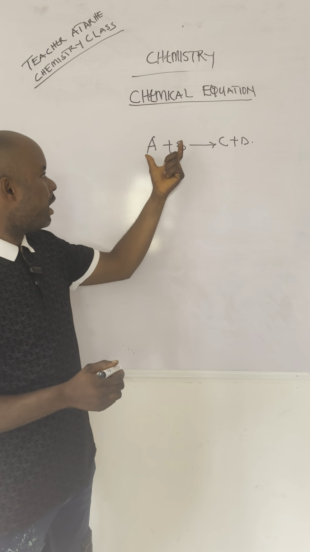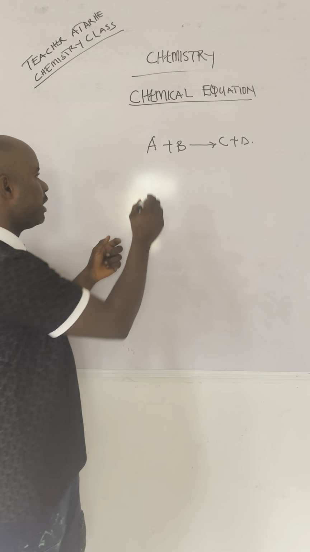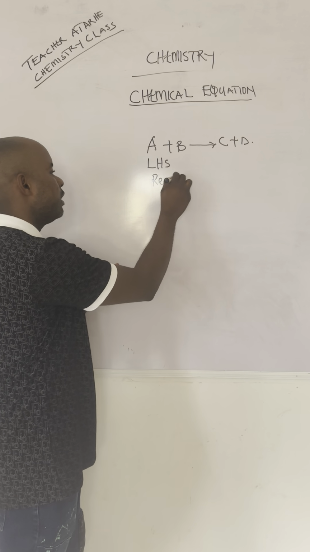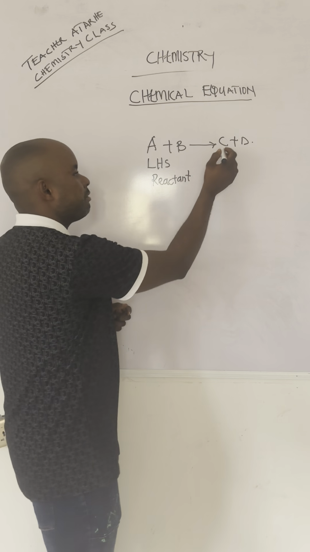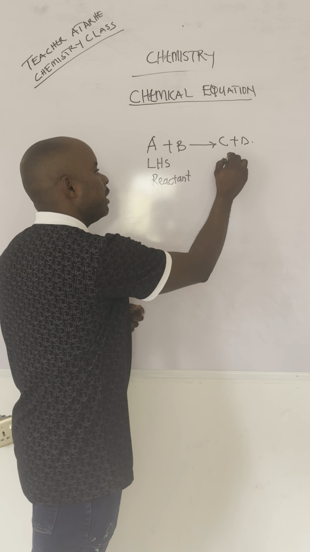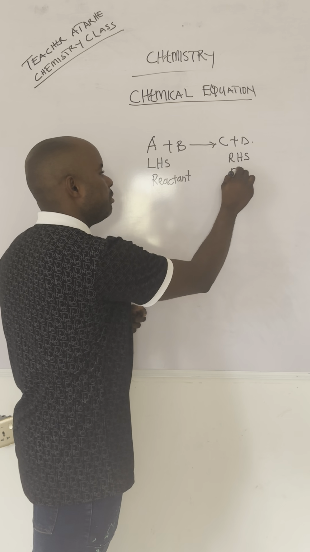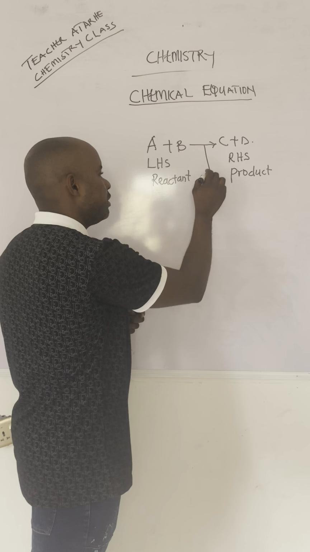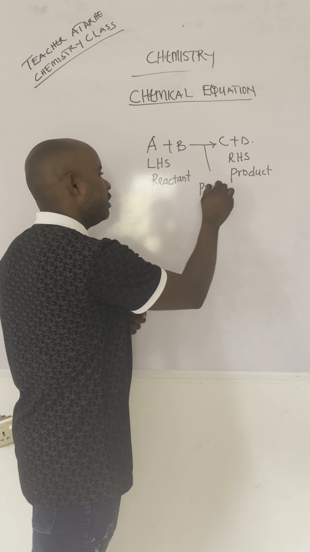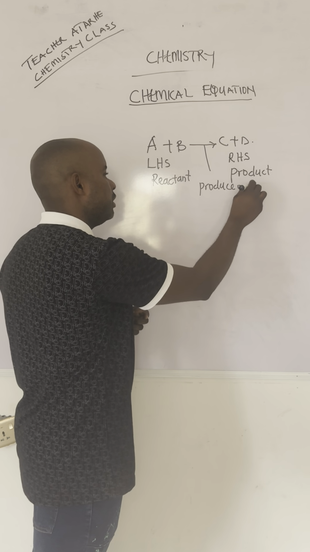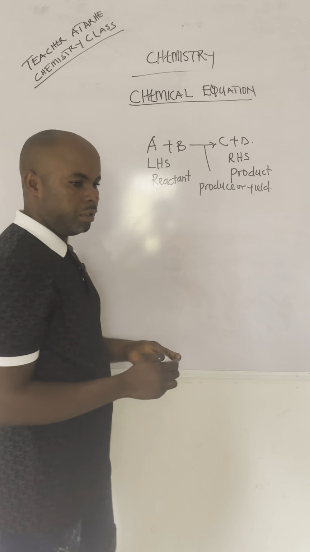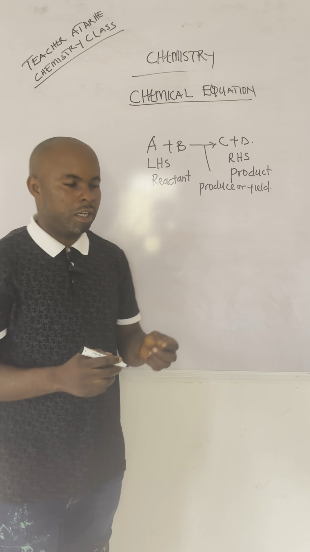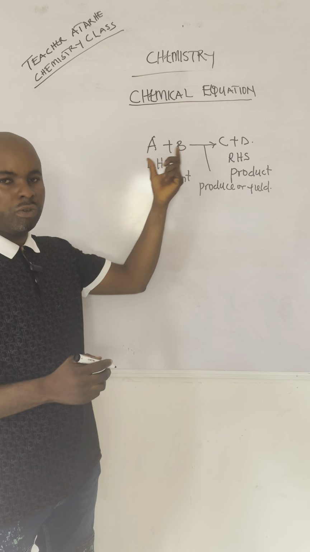Any species that is found at the left-hand side is known as a reactant. Any of the species that is found at the right-hand side is known as what? As a product. In chemistry, this arrow means produce or yield. So what happened during a chemical reaction? There is an exchange of valency between the reacting particles.